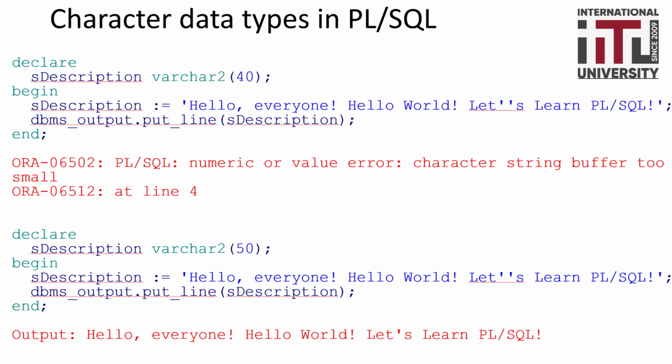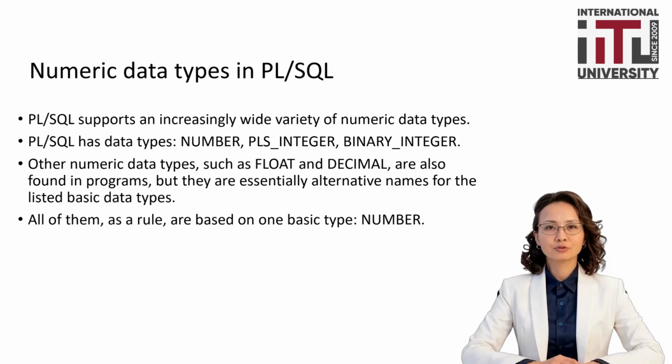In PostgreSQL, varchar is used for variable length strings. A buffer error occurs if the string exceeds the declared size. For example, declaring a small varchar for a longer string causes an error, while a larger varchar accommodates it successfully, outputting the full message. PostgreSQL supports various numeric data types, including number, integer, and binary integer. Float and decimal are alternative names for these basic types. All numeric types in PostgreSQL are fundamentally based on the number type.